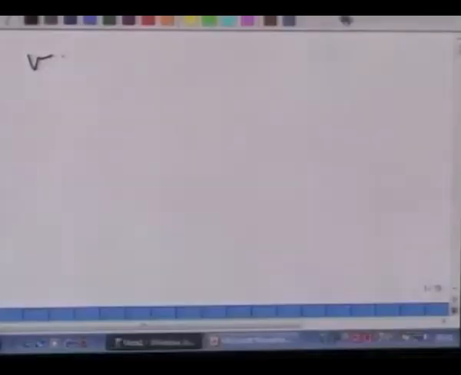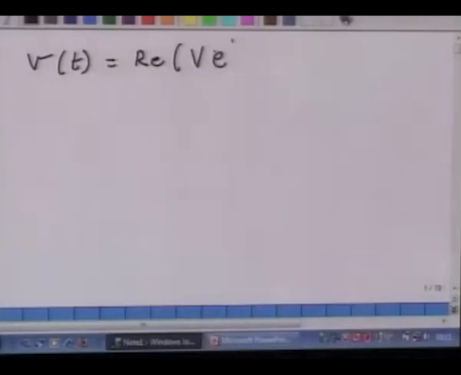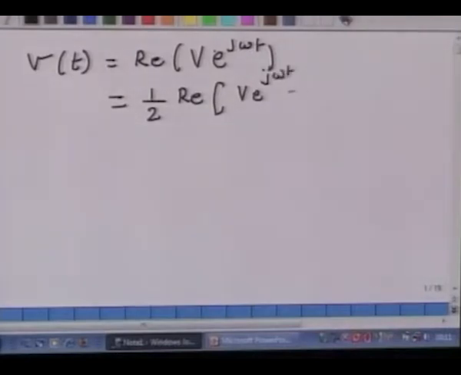So we know that voltage is real of V e^(j omega t), and I can generalize it as half real of V e^(j omega t) plus V star, which is its complex conjugate, e^(minus j omega t). Okay.